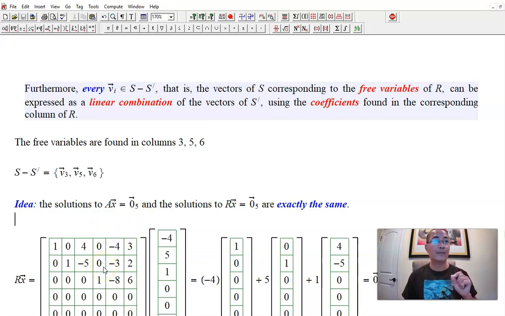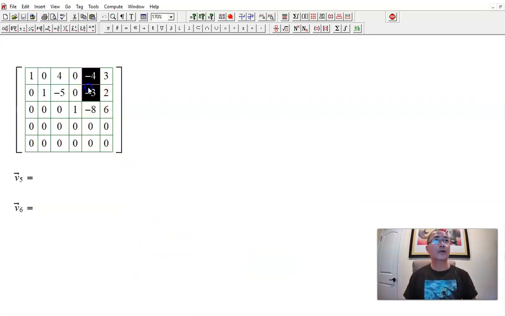We have 2 more free variables. They are in column 5 and column 6, v5 and v6. Okay, so let's solve for v5. The coefficients that we find there are negative 4, negative 3, and negative 8. Who are the vectors corresponding to these 3 coefficients? Negative 4 corresponds to this leading 1. So that is in column 1, that's v1. Negative 4 times v1. The minus 3 corresponds to this leading 1, that's in column 2. So that's minus 3 times v2.